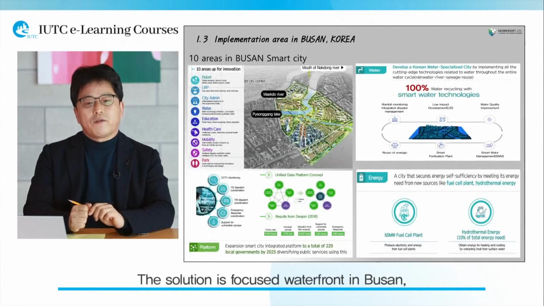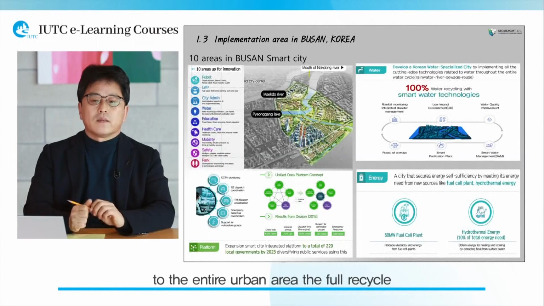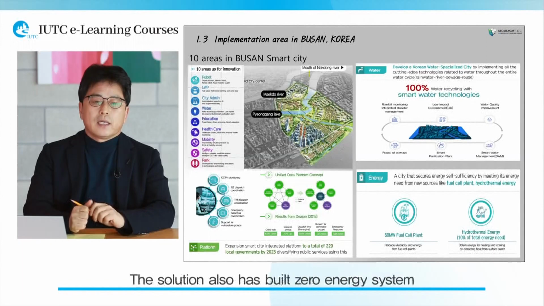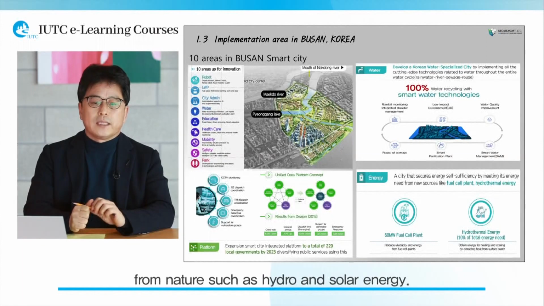The solution is focused on the waterfront in Busan. They implemented smart water management technology across the entire urban area, which pools recycled rainwater, river water, and sewerage for reuse. The solution has also built a zero energy system that achieves 100% energy self-sufficiency by utilizing renewable energy sources from nature, such as hydro and solar energy.